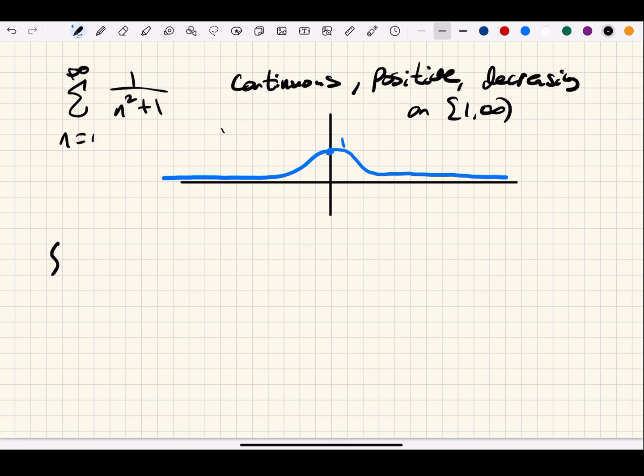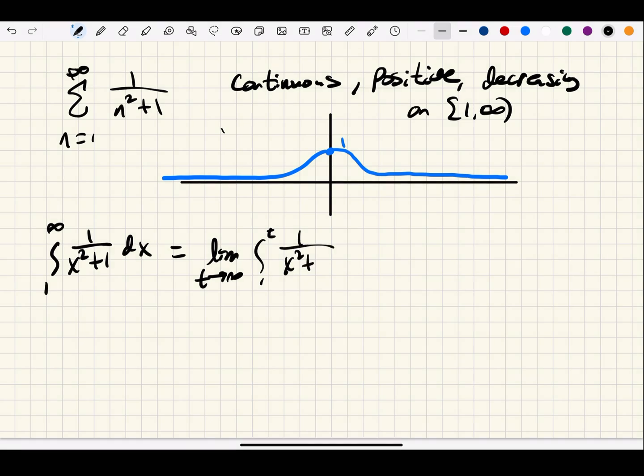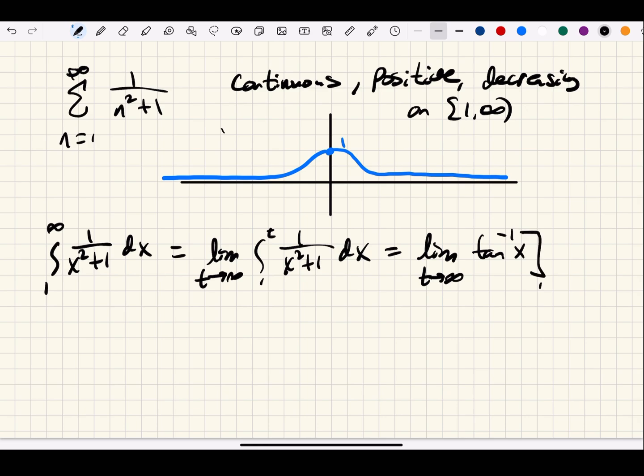So I'll have the integral from 1 to infinity of 1 over x squared plus 1 dx. Now, from what I know about improper integrals, I have to make a limit out of it, right? So I have to say, okay, well, this is going to be the limit as t goes to infinity of the integral from 1 to t of 1 over x squared plus 1 dx. Well, I think I know something about that. That's going to be the limit as t goes to infinity of what? Yeah, very good. Evaluated from 1 to t.